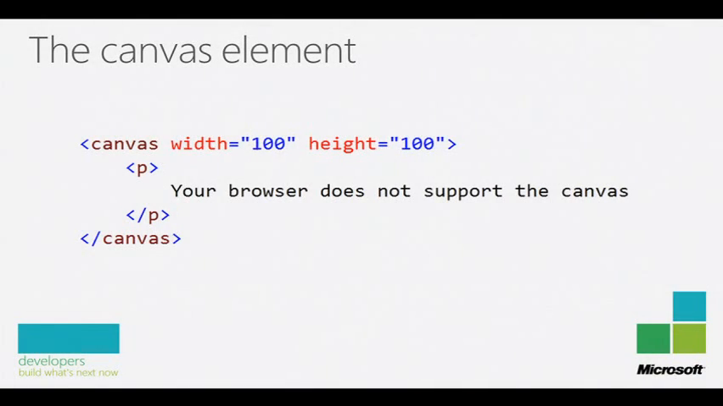Now, how do you create the canvas on your screen? Well, the code is as simple as what we saw with the video. It's just have a canvas, set the width and the height, and have a fallback value if your browser does not support the canvas. That's it.